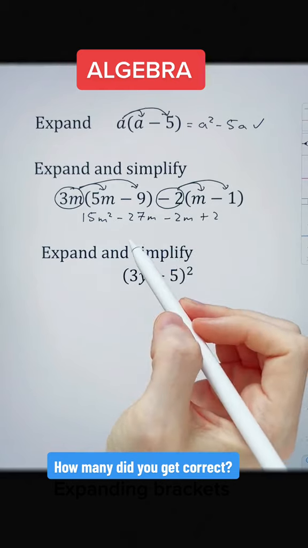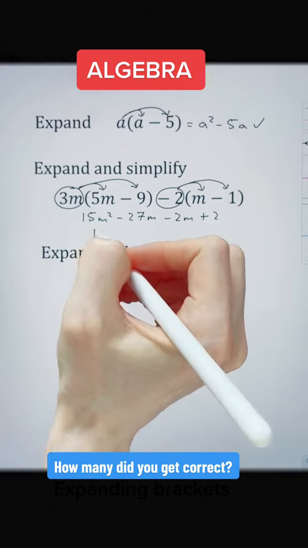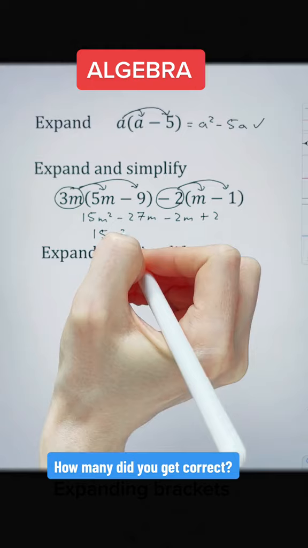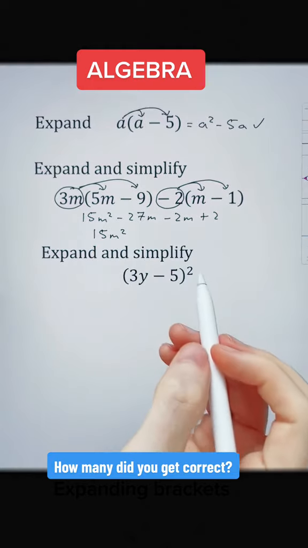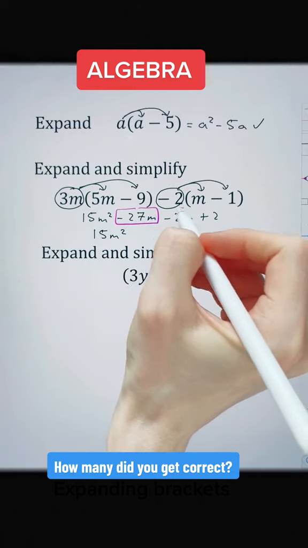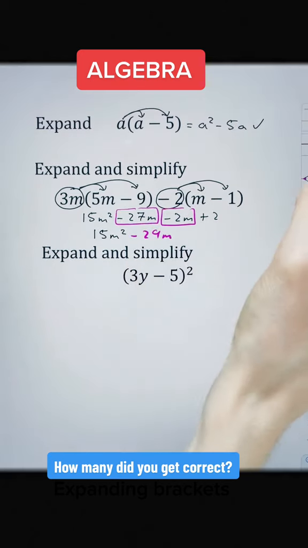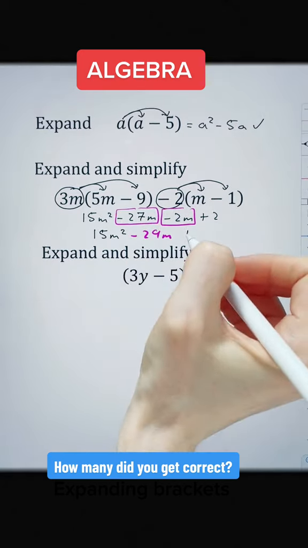We now come to simplify, which means to collect like terms. Like terms are the same combination of letters. Here we have 15m squared and no other term ending in m squared, so we simply copy that down. I now come to collect my single letter of m. Here I've got negative 27m, subtract another 2m, which simplified gives us negative 29m, and I've still got plus 2 that I must place on the end.